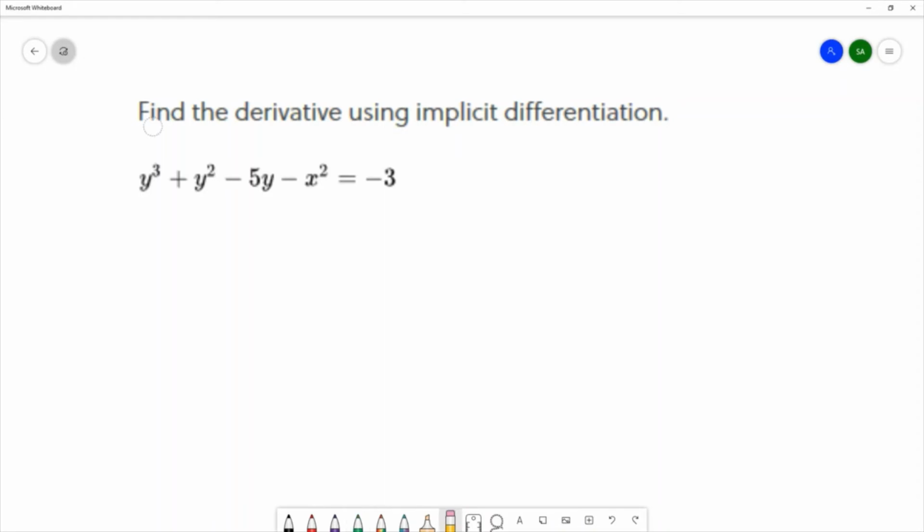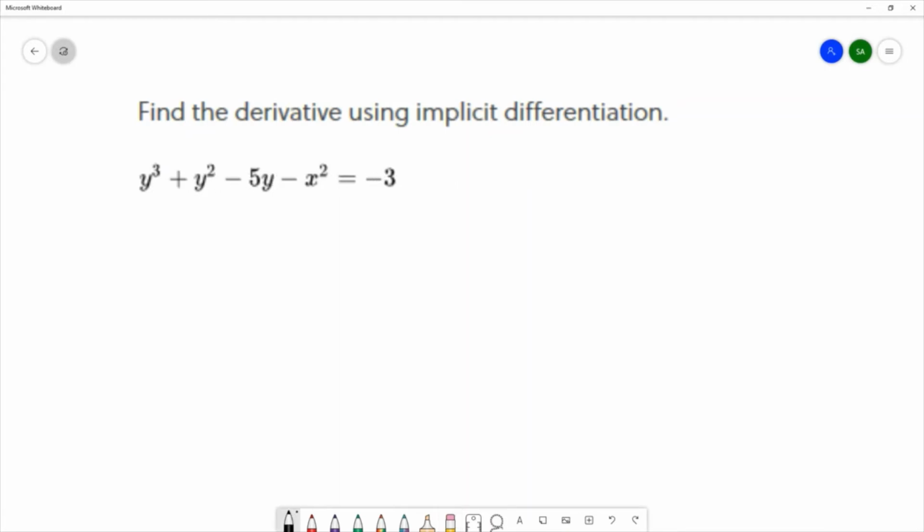On this question, we want to find the derivative using implicit differentiation. We're given the equation y cubed plus y squared minus 5y minus x squared equals -3. Now the reason why the directions say to solve this with implicit differentiation is because this equation is written implicitly.